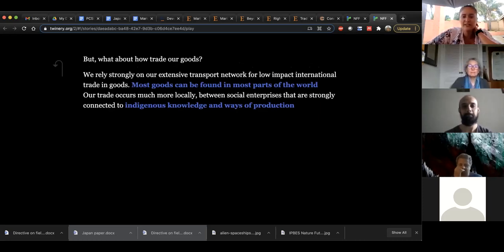How do we trade our goods? We either rely strongly on our extensive transport network for low impact international trade, where most goods can be found in most parts of the world, or our trade occurs much more locally, sort of connected to indigenous knowledge and ways of production. Yeah, for colonialism, yeah.